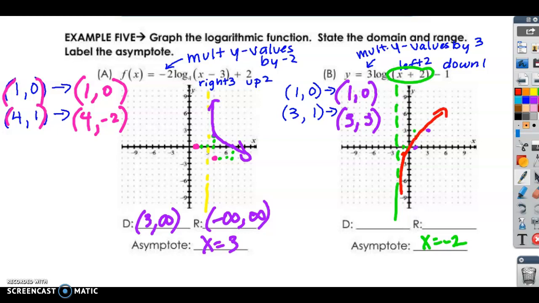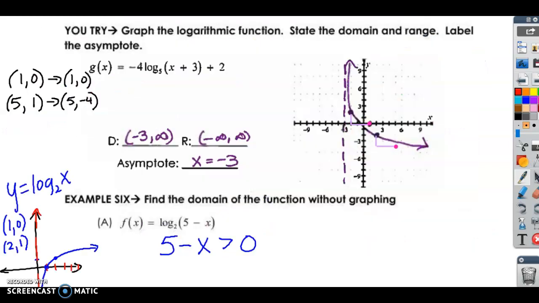Draw a graph through those. And the graph needs to be approaching the asymptote and going through those 2 points. So the domain is from -2 to infinity, right? And the range is -infinity to +infinity. Okay. So if you want to try the U-try, press pause, see if you can do it, and then take a look at my work here.